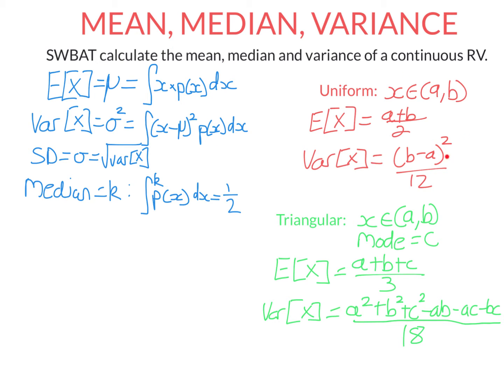There are special formula for uniform and triangular distributions. It's a lot easier to use these two formula than calculus, so I put them there. Please pause and copy down if you need. We'll now move on to using these formula to calculate mean, median, and variance for a general continuous random variable.